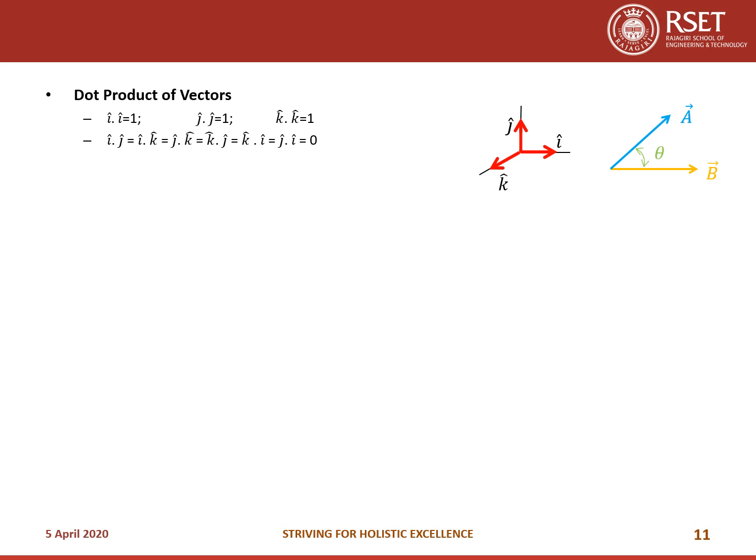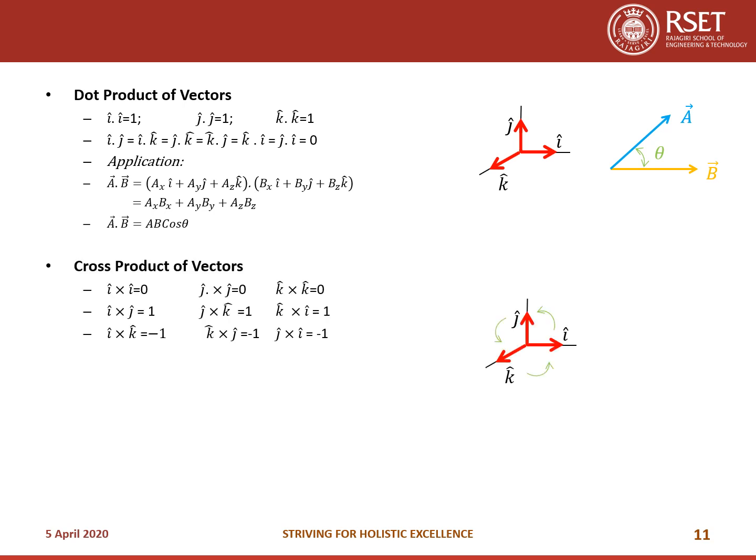So this is i and this is A and B. So what is the application? If you do the dot product of A and B, you will be getting the sum of the products of the mutually perpendicular components. So that is ax bx plus ay by plus az bz, and also A dot B is equal to AB cos theta. That is the magnitude of one vector into the magnitude of the component of the other vector in the direction of the first vector.